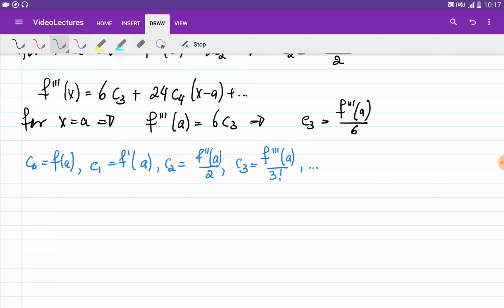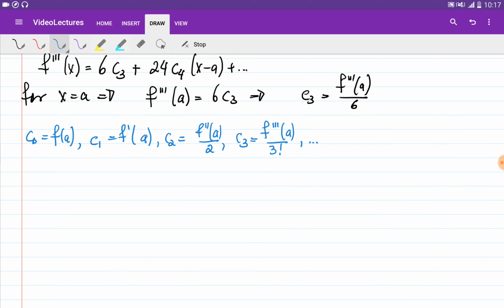And so on, right? So can you guess the general form of the coefficient c_n? Probably it's going to be the n-th derivative of the function at the point a, the central point of the power series, divided by n factorial, right? Indeed, this is true. For example, if I substitute n equal to 1, it's going to be f prime divided by 1 factorial.